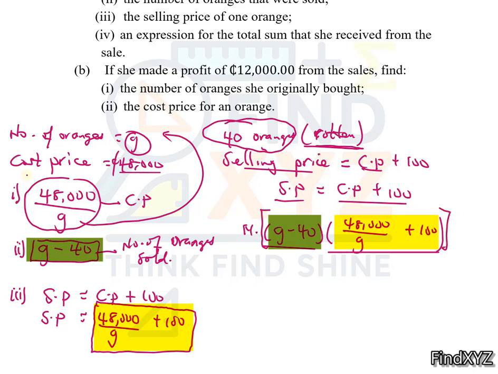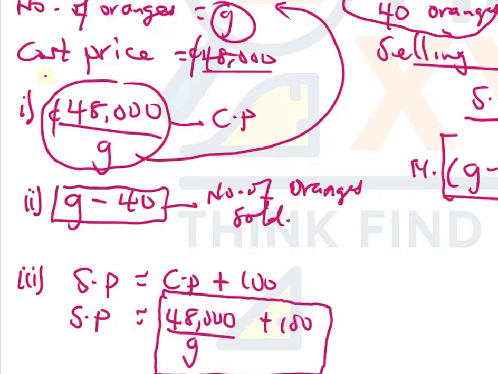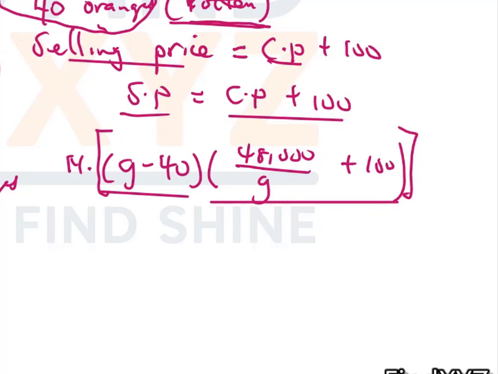So take note of that. That is the first part. So we have everything set up. We know the cost price is 48,000 over G. Let me bring the currency, which is cedis. Then the number of oranges that were sold was G minus 40, and the selling price is 48,000 over G plus 100 cedis. So this is cedis. Then this is also cedis because the currency that we are using is cedis.